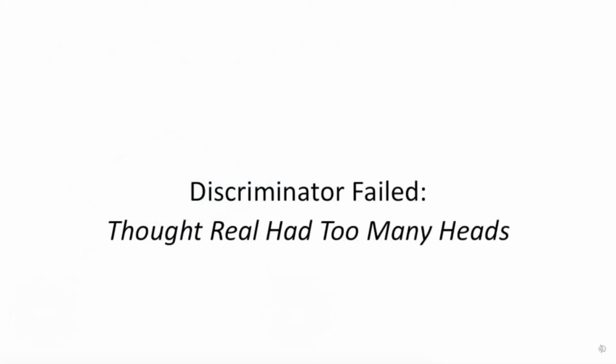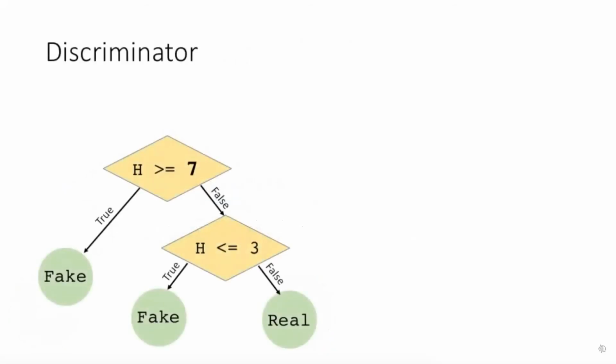It made a mistake because it thought 7 heads were too many to be real, but the real data actually had 7 heads. So let's update this upper bound condition on the discriminator to go from greater than or equal to 7 equals fake to greater than or equal to 8 is fake.